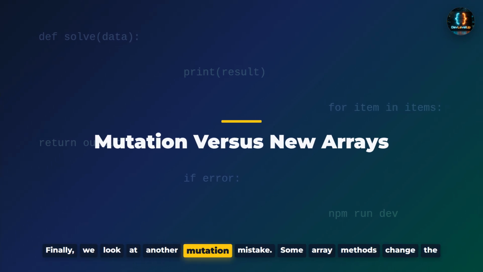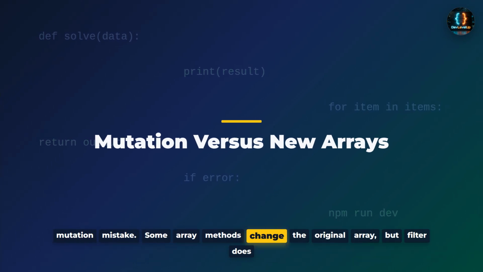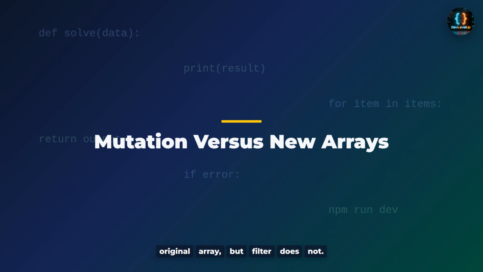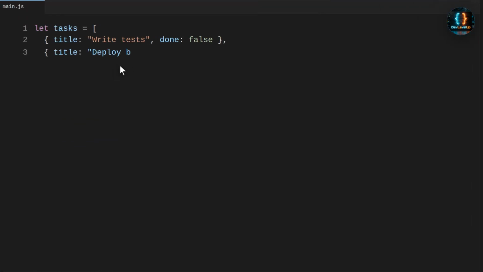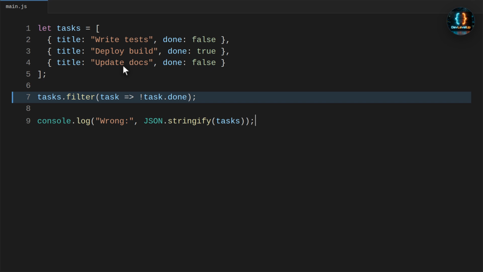Finally, we look at another mutation mistake. Some array methods change the original array, but filter does not. In this task manager example, we want to remove completed tasks. We call filter with the right condition, but we do not store the result anywhere. Now we run it, and the completed task is still there.